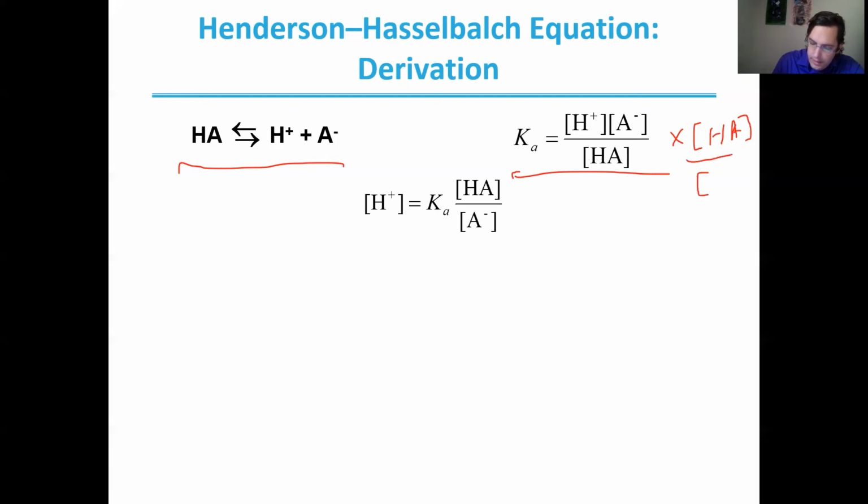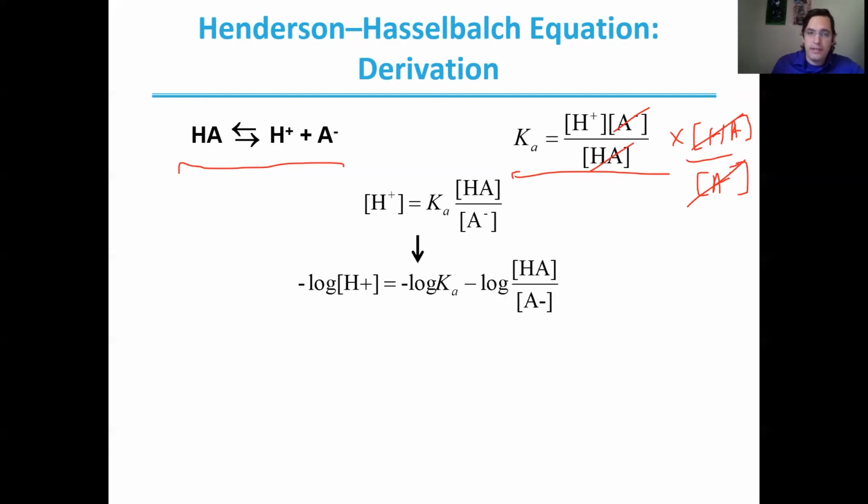So we multiply here in order to cancel out on the right side and put those on the left side with our Ka. Now at this point, we can take the negative log of both sides. So we get negative log of H plus, that, of course, is equal to pH. We get negative log of Ka, that, of course, is equal to pKa. And then we have negative log of HA over A minus.